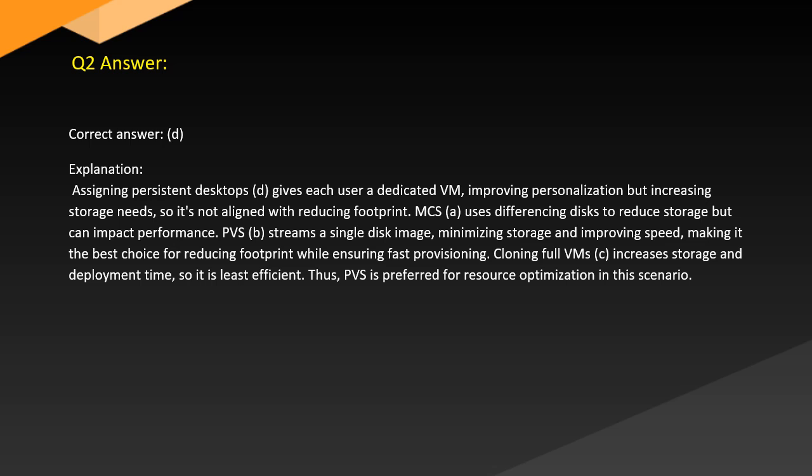while ensuring fast provisioning. Cloning full VMs, C, increases storage and deployment time, so it is least efficient. Thus, PVS is preferred for resource optimization in this scenario.